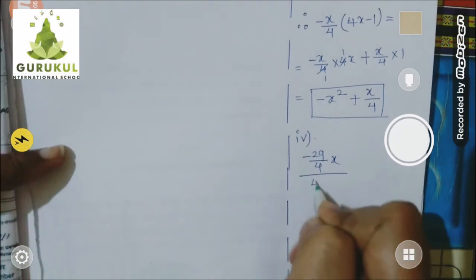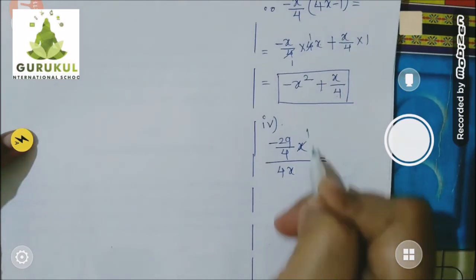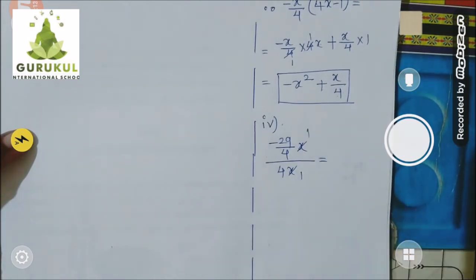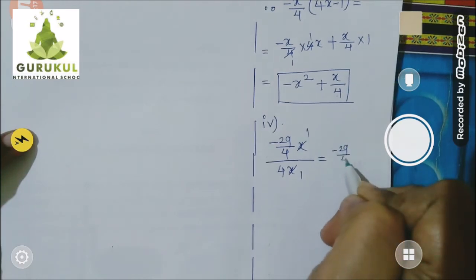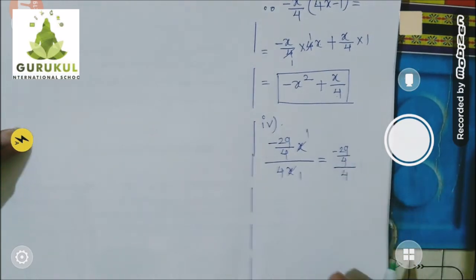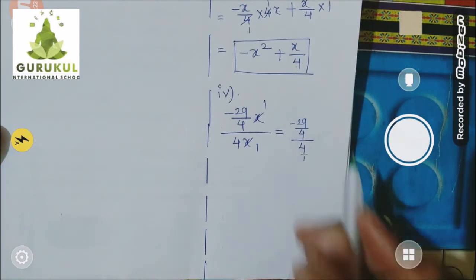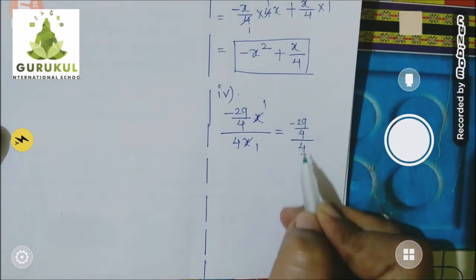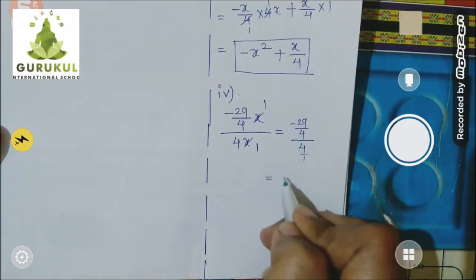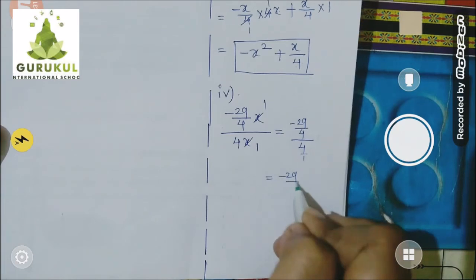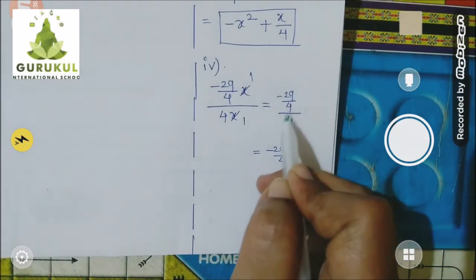Sorry, 4x. Now let's divide it. So x by x is x, so x is cancelled. Now division of this: minus 29 upon 4 divided by 4. Children, always remember, only 4 means 4 upon 1. And when you divide two fractions, you know very well, while dividing two fractions, the numerator fraction we write down as it is, multiplied by the reciprocal of the denominator fraction.